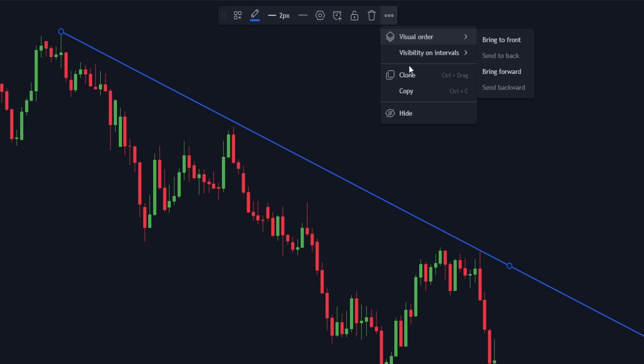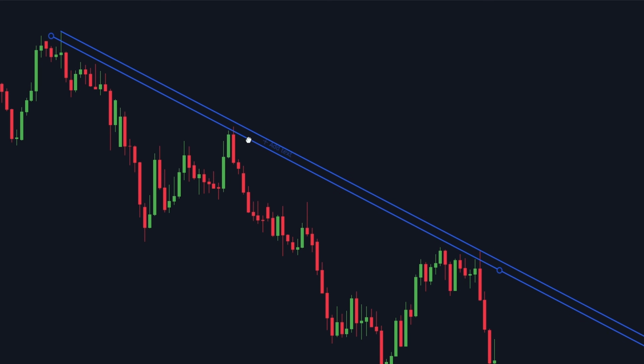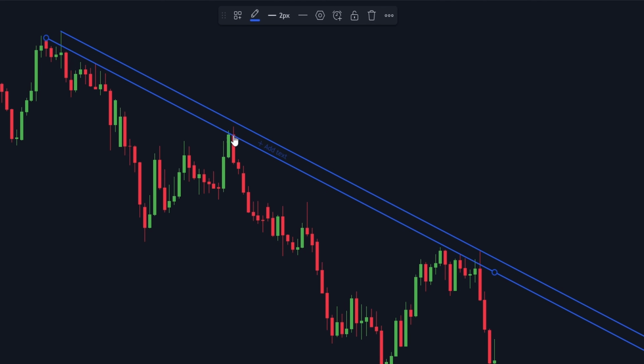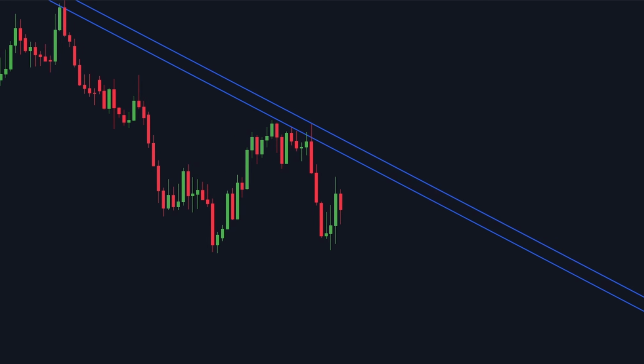To draw an area, simply clone this trend line and move it inside and hit the body of the nearest candle. Like in this case, we have got the touch from this particular candle, and this is our newly updated trend line. Let's see how the market will behave in the future.